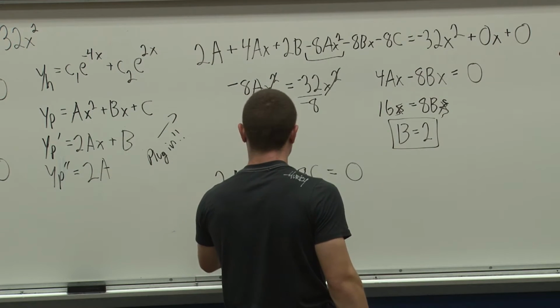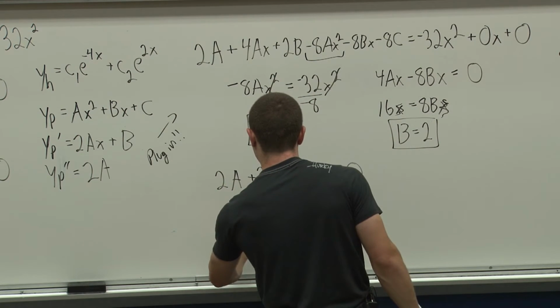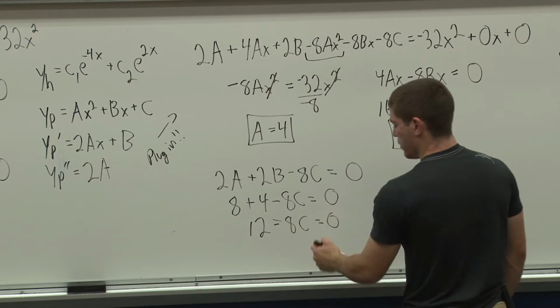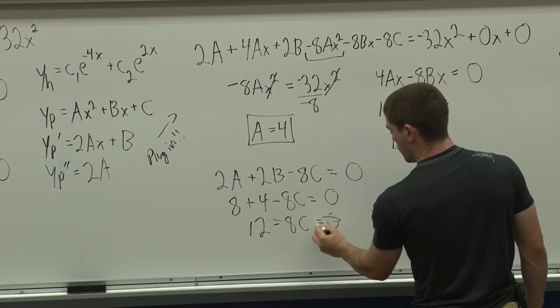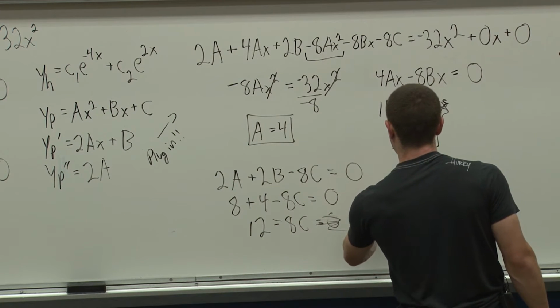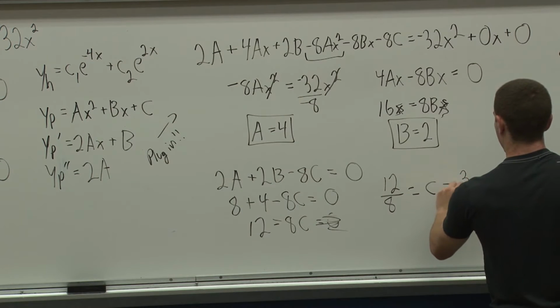8 plus 4 minus 8c equals 0. Then you have 12 minus 8c equals 0. So that happens. So 12 equals 8c. So then 12 over 8 equals c, which is the same thing as 6 over 4 or 3 over 2.